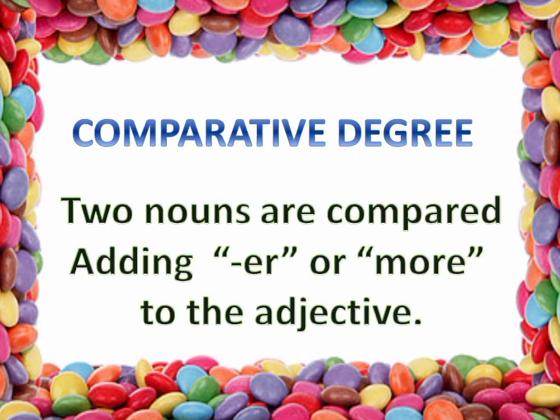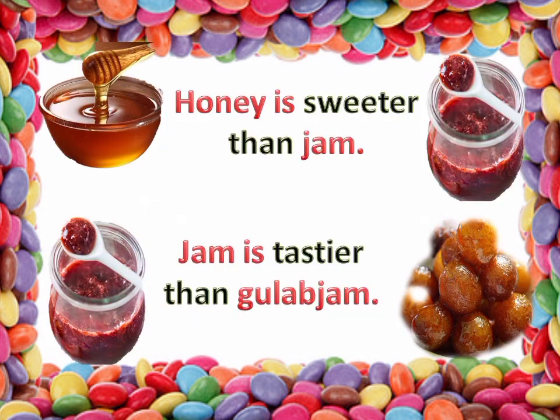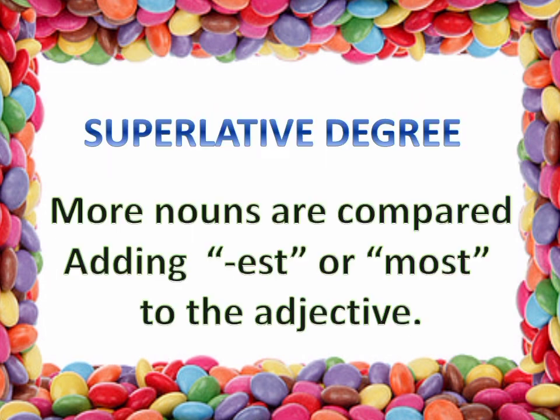The second one is comparative degree, in which two nouns are compared, often formed by adding er or using more to the adjective. For example, honey is sweeter than jam. Jam is tastier than gulab jam. Here, honey is compared to jam. Jam is compared to gulab jam. The adjectives sweet and tasty are added with er and referred to as sweeter and tastier.